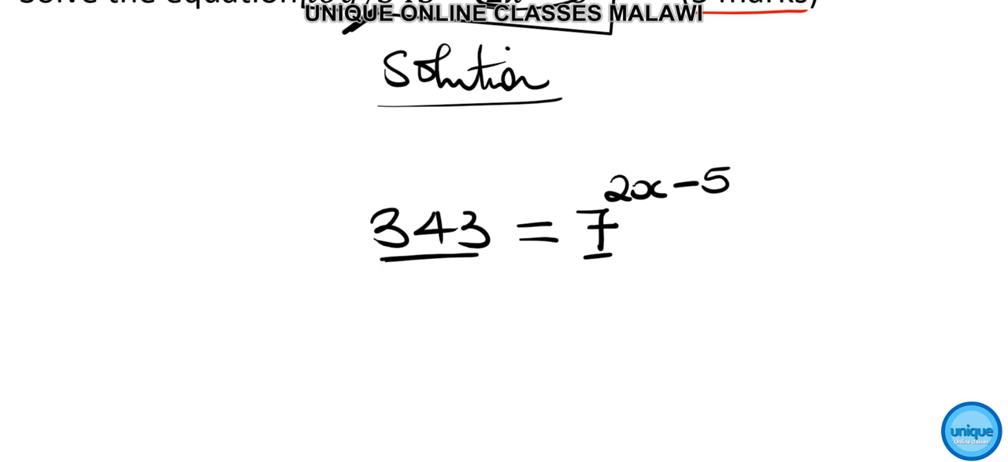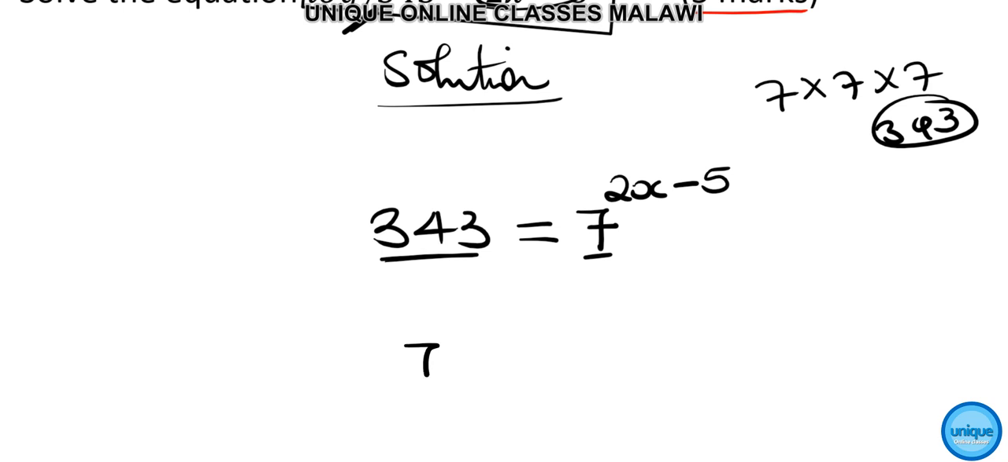What 7 multiplied gives 343? If you punch in on your calculator, 7 times 7, that's 49. 49 times 7, the answer is 343. So it is 7 cubed that gives 343. So here it's 7 raised to the power 3 is equal to 7 raised to the power 2x minus 5.